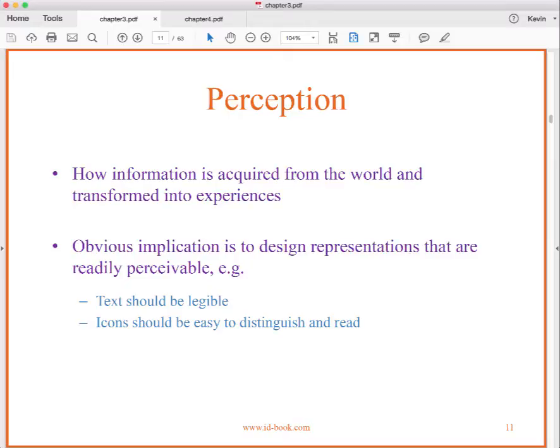Now let's move on from attention to perception. When we talk about perception, we mean how information is acquired from the world and transformed into experiences. The obvious implication for this is to design representations of information that are readily perceivable. So our text should be legible, and the icons that we use on our screen should be easy to distinguish and to read.